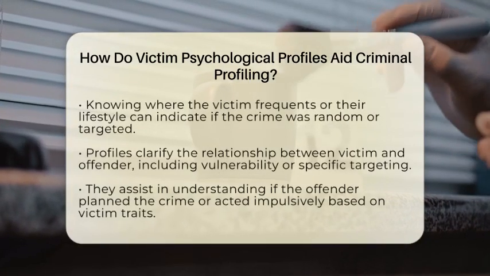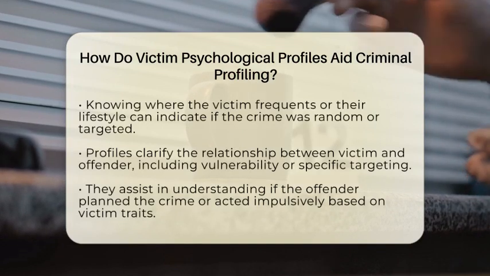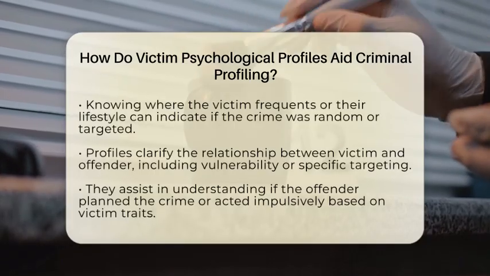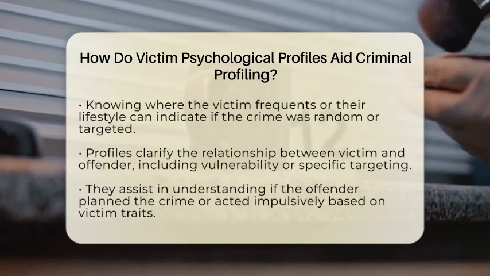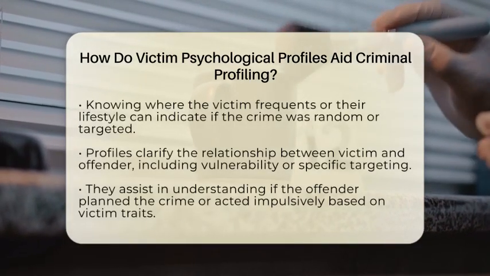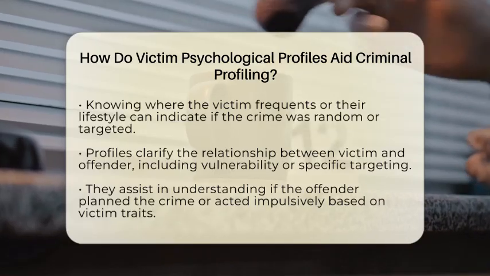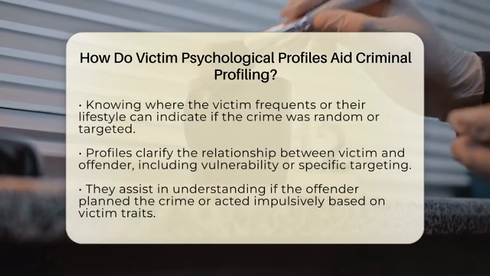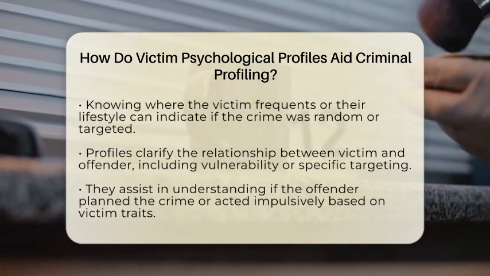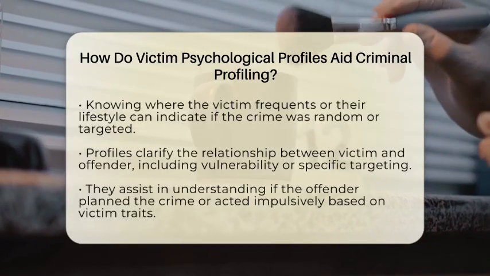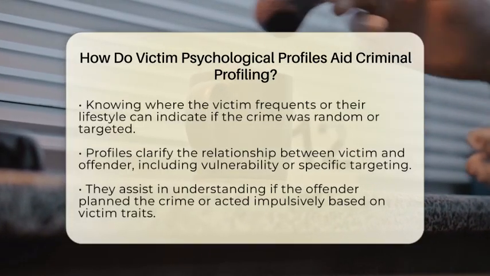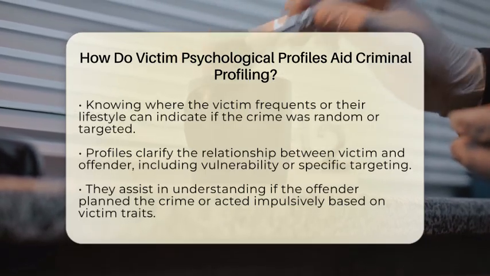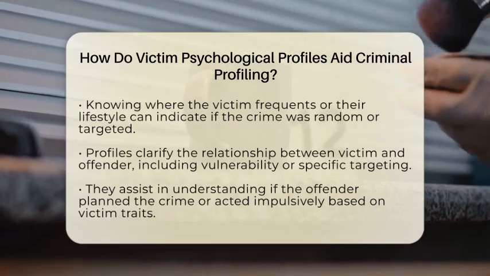Victim profiles also help clarify the relationship between the victim and the offender. Did the offender pick the victim because they seemed vulnerable? Or was the crime part of a larger pattern, like a serial offender targeting similar types of victims? Knowing these details helps investigators predict the offender's behavior. For instance, if the victim was chosen because of their occupation or social status, it might suggest the offender was looking for a specific type of person. This can tell us if the offender planned the crime carefully or acted impulsively.